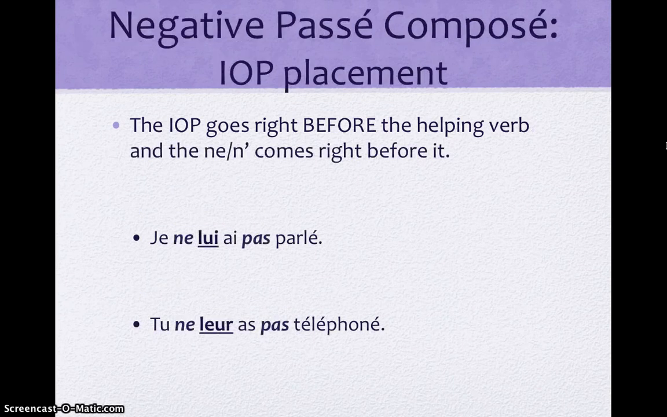And if it's negative, it's still very easy. The IOP comes right before the helping verb, and the ne comes right before the IOP. So we have, Je ne lui ai pas parlé, tu ne leur as pas téléphoné.